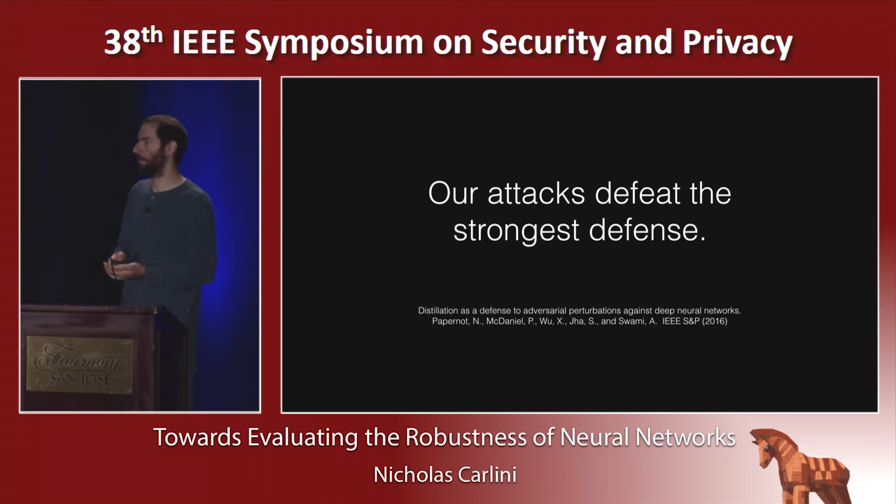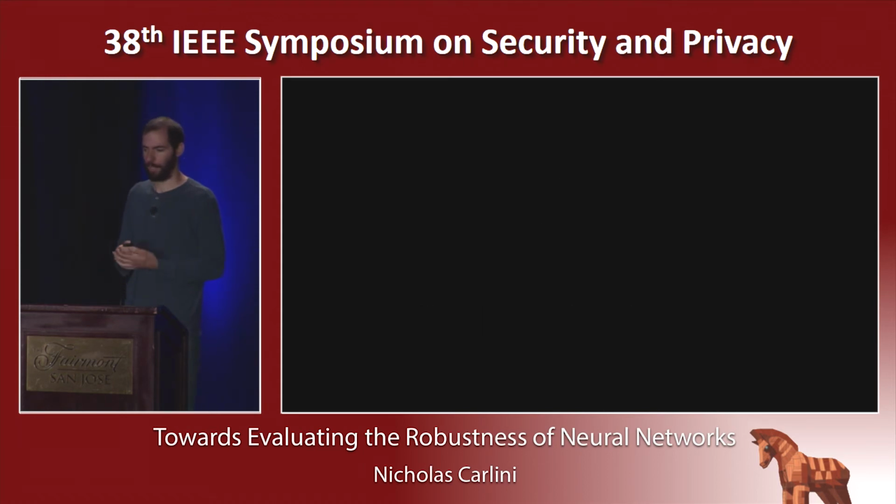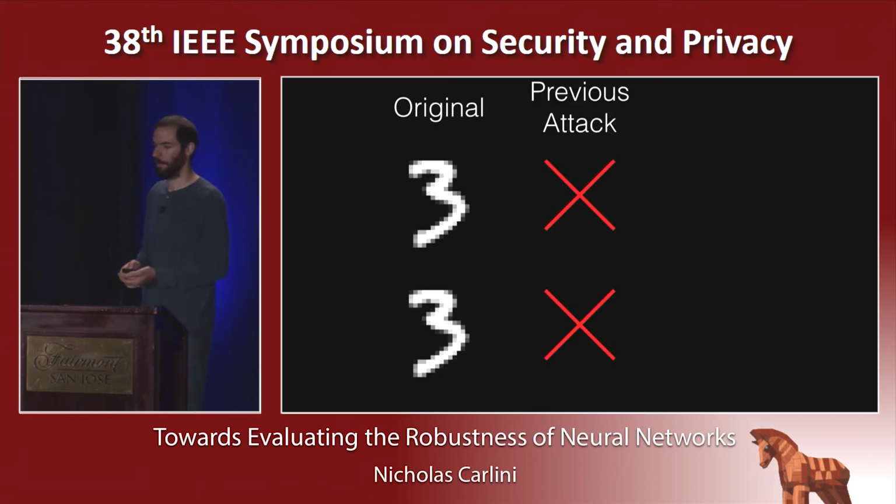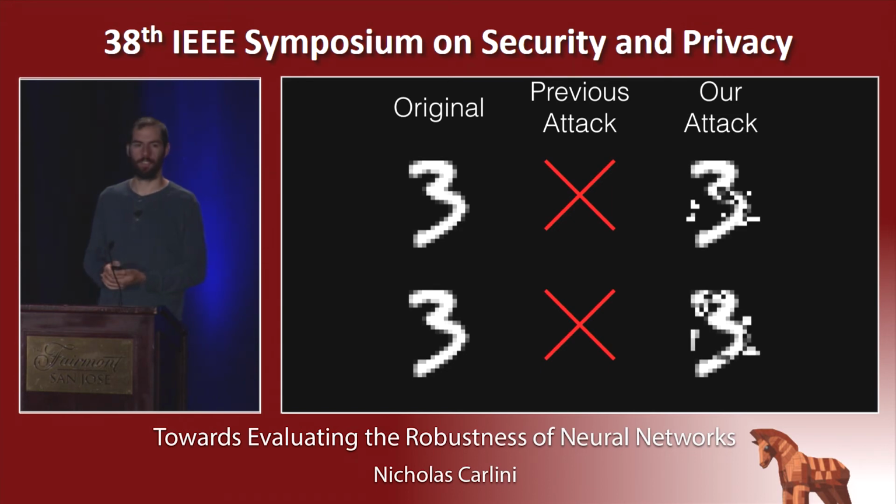So if we look at the same plots of images, here I have some handwritten digits of a 3. Previous attacks fail almost entirely on defensive distillation. The success rate goes from 99% on undefended networks to less than 1% on networks that are defended with defensive distillation. Our attacks, though, still succeed with 100% probability, and the distortion is not significantly larger than on the original inputs.